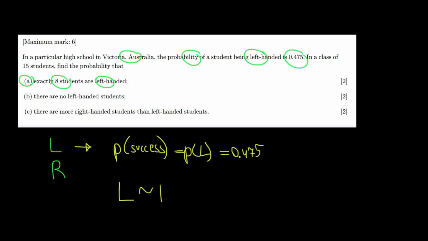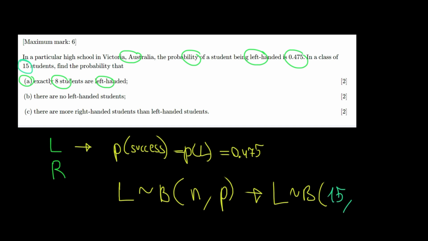It is binomially distributed. That's how we show it, with a B and brackets, and you put the number of trials and the probability of success. So in this case, L is binomially distributed. The number of trials is basically your sample size. In this case, you have 15 students to consider. That's your number of trials. You put 15, comma, the probability of success we just discussed, 0.475. So you write that 0.475. With that being said, you start solving.